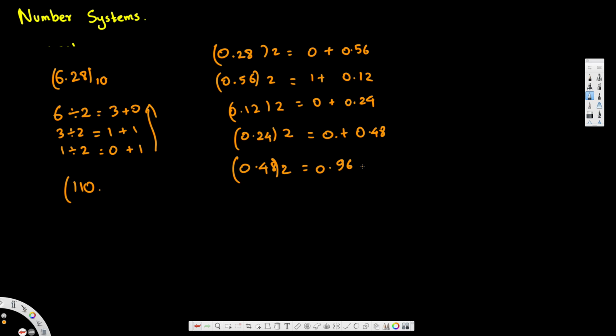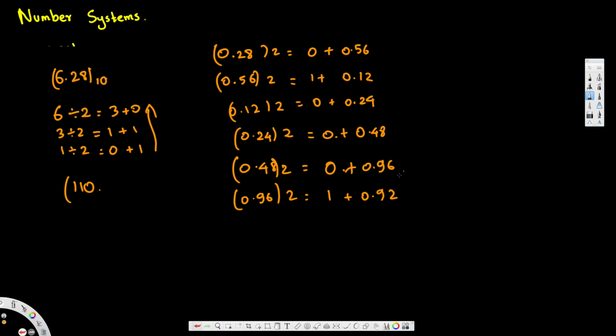0.96, and that one is 0 here. 0 plus 0.96 and then 0.96 times 2, we will get 1 plus 0.92, and it goes on and on.